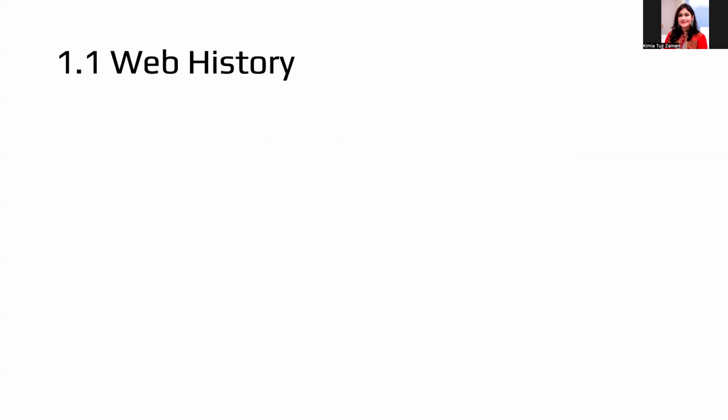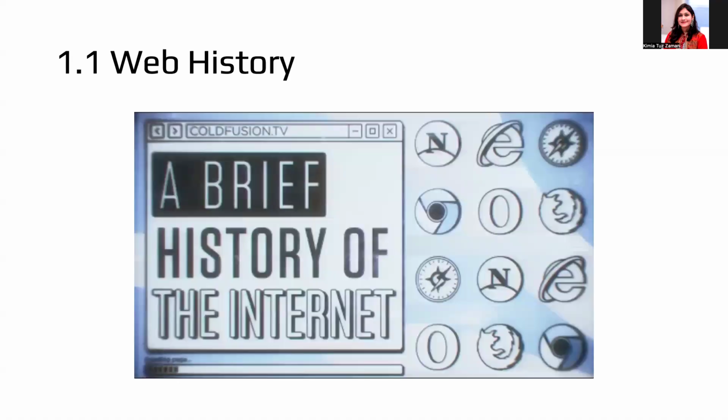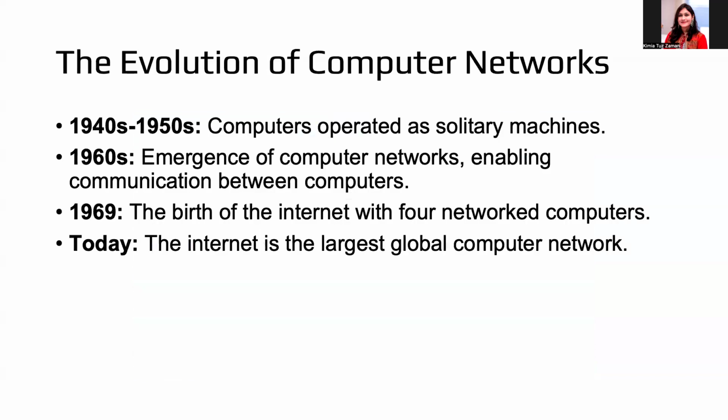We will begin with web history, looking at how the web started, its key milestones, and how it evolved from simple text based pages to the highly interactive web we use today. Understanding this history will help us appreciate the technologies and standards that power modern web programming. So let's begin by exploring the early history and evolution of computer networks leading up to the development of the internet as we know it today.